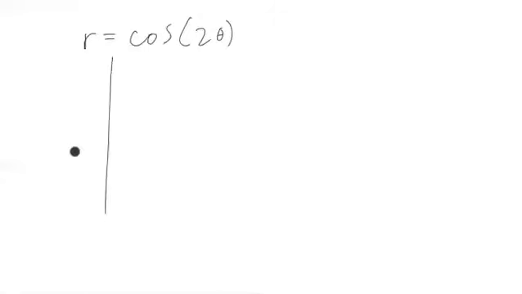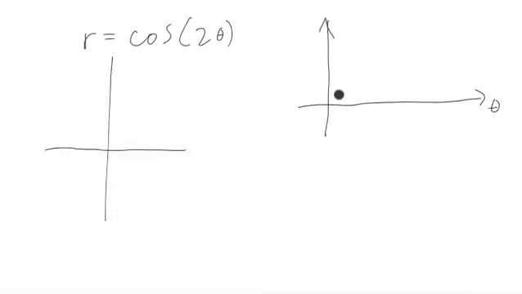Let's look at the following graph. R is equal to the cosine of 2 theta. Okay, so we're going to graph this, but first let's consider what it looks like in our theta coordinates.